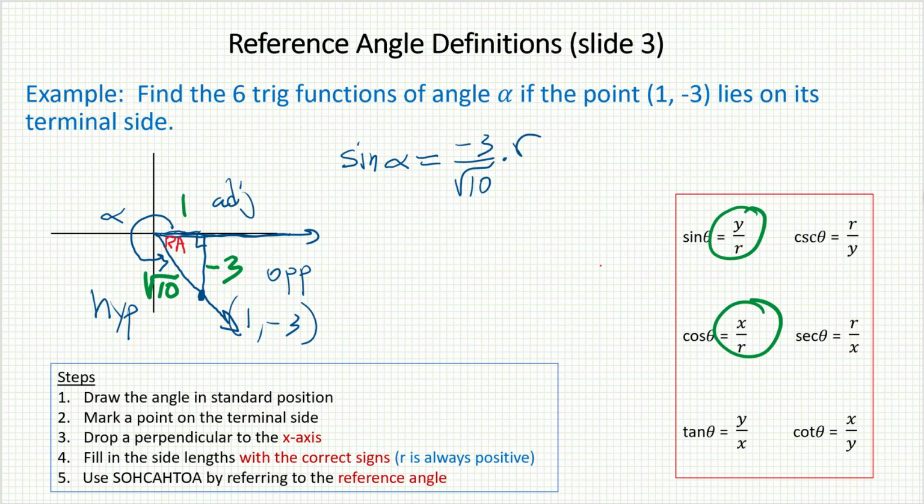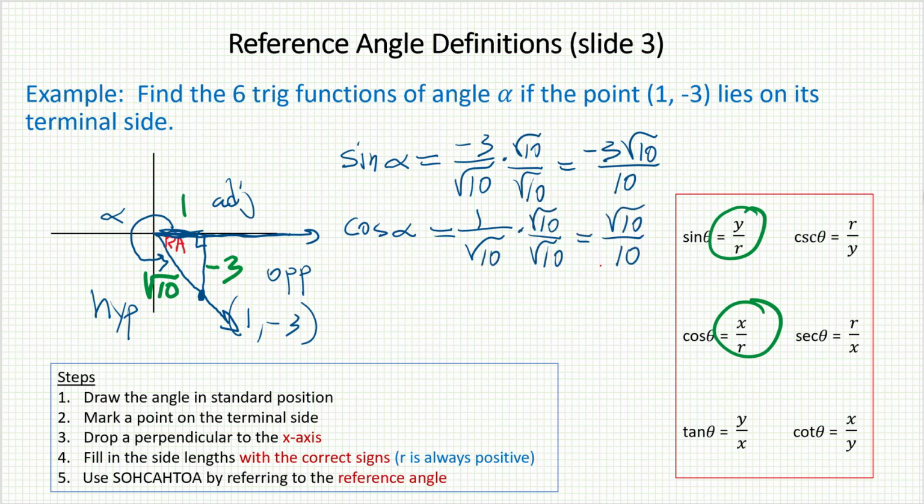I need to rationalize the denominator here. So I get negative 3 root 10 over 10. For cosine, adjacent over hypotenuse. Again, I'll have to rationalize. Square root of 10 over 10. Tangent alpha, opposite, negative 3 over adjacent 1. That simplifies to be just negative 3.